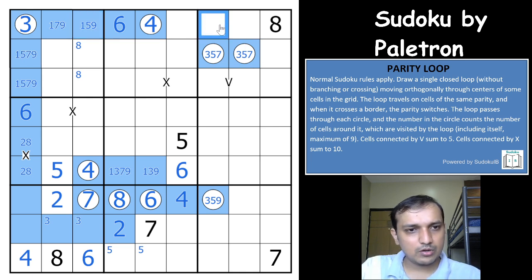So 2 cannot be here. So now how would the loop go? Okay, 6 cannot be here. 6 would have to be in one of these two cells. 2 cannot be here. So this is 2, that is 4. So we got a 4-6 pair and a 2-8 pair.